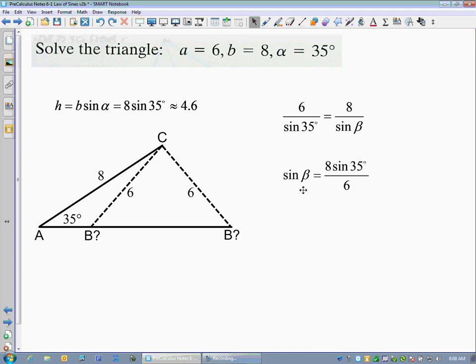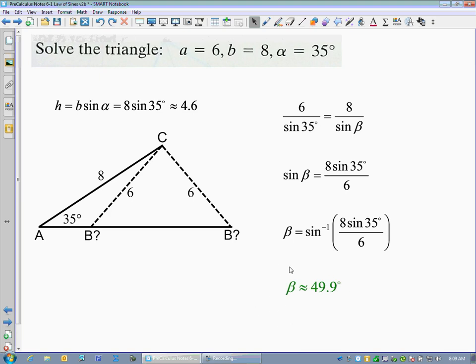However, we don't want sine beta. We want to know what is beta, what is the angle. So if we take the arc sine of both sides, the arc sine of the sine just gives us beta. And then on the right, we get the arc sine of that expression. At this point, you don't have to draw a triangle for this. You don't have to work this out by hand. You can simply put this expression into the calculator, as long as you put it in there properly. Then you will get that beta is approximately 49.9 degrees. Make sure your calculator is in degree mode. Otherwise, you will get a different answer.